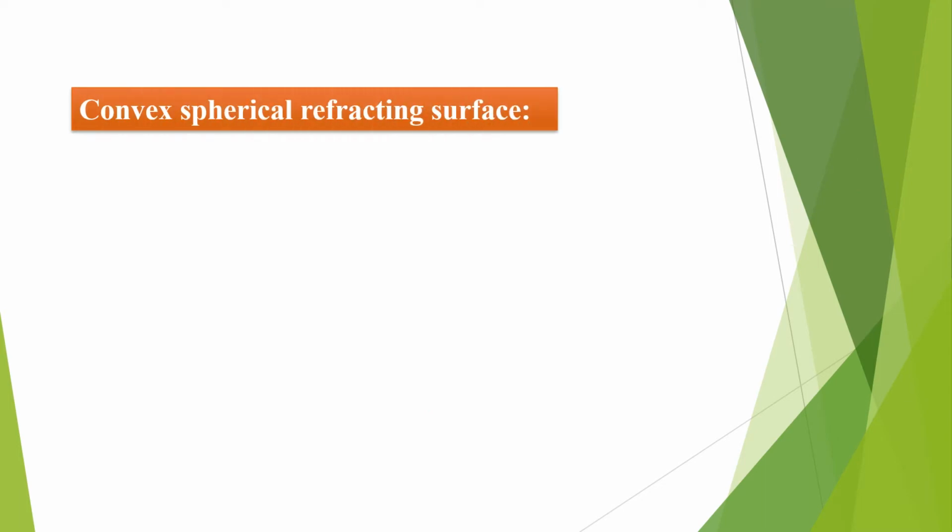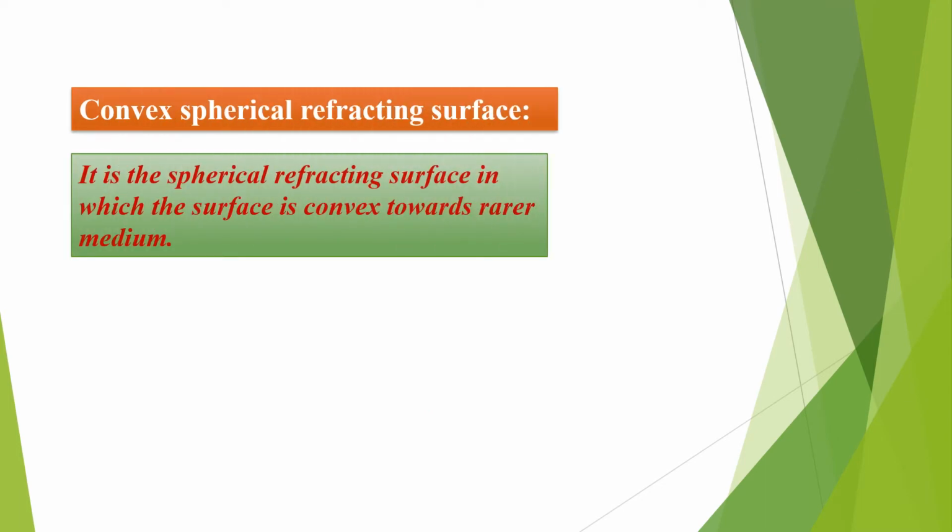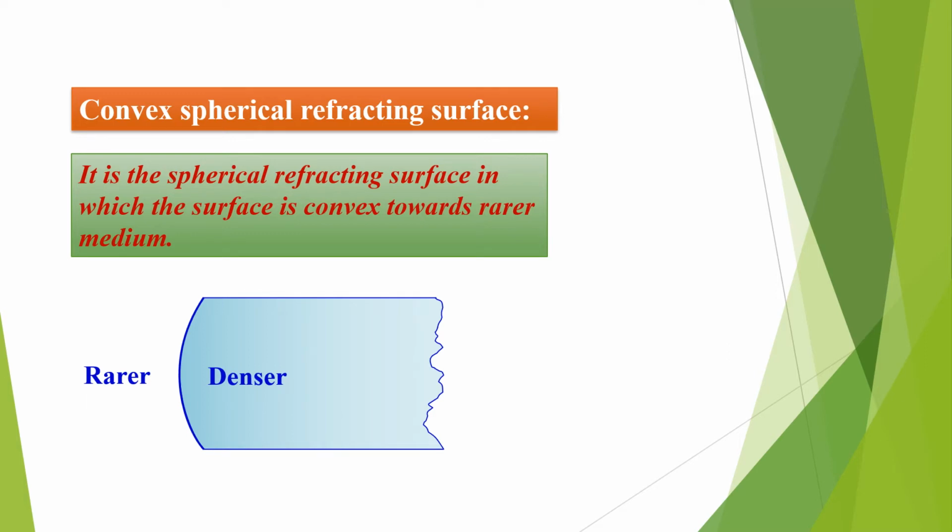Convex spherical refracting surface. It is the spherical refracting surface in which the surface is convex towards the rarer medium, like this. Towards the rarer medium, convex nature is there; towards the denser medium, concave nature is there. In such cases, this particular arrangement of the spherical refracting surface is known as a convex spherical refracting surface.